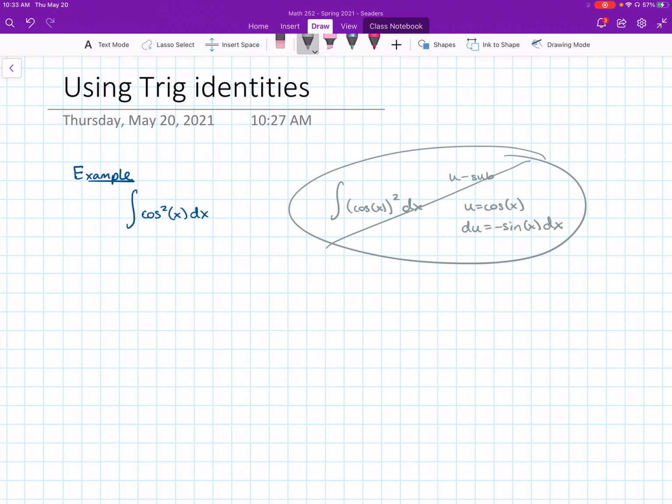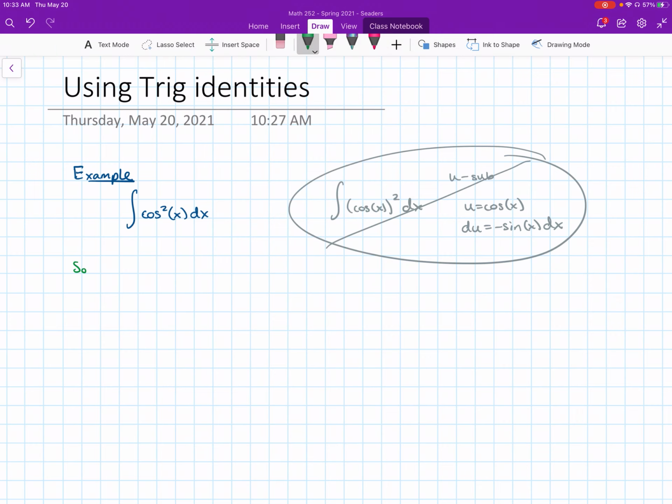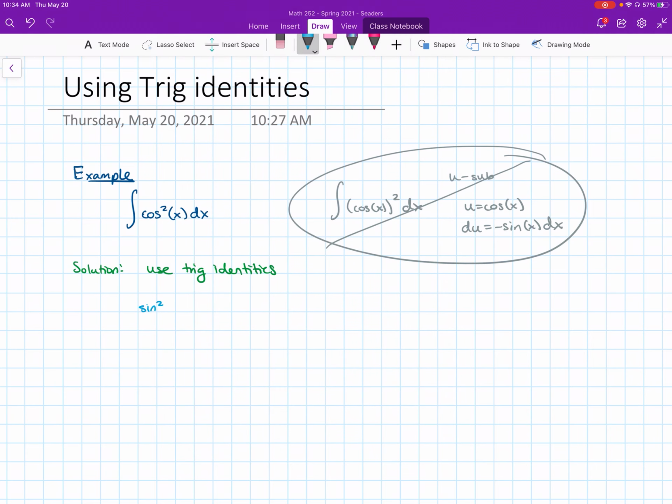But what's nice is this is a trig function, cosine squared, and we have a lot of trigonometric identities. So we're going to use trig identities to solve this and try to rewrite cosine squared of x into something that we can find an antiderivative for. One trig identity you hopefully remember is sine squared x plus cosine squared x always equals 1, and that's because sine and cosine are coordinates on a unit circle, and when you square and add them, you get 1.